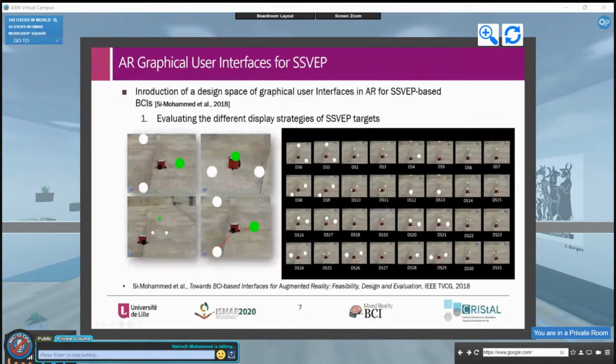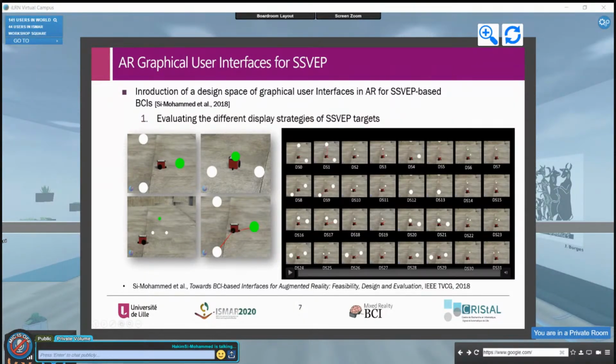Then later, still continuing with the SSVEP paradigm, we decided to study how to display the flickering targets in an augmented reality system, so that it is intuitive, meaning that the user understands pretty quickly what target corresponds to what command, but at the same time effective enough. So we introduced a display strategy of 5 dimensions of how it's possible to display these flickering targets in the scope of controlling a mobile robot, a 2D mobile robot.